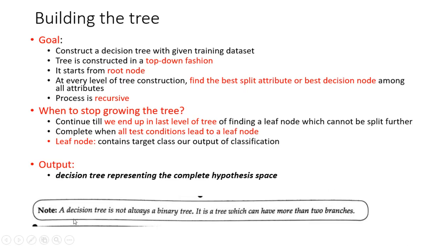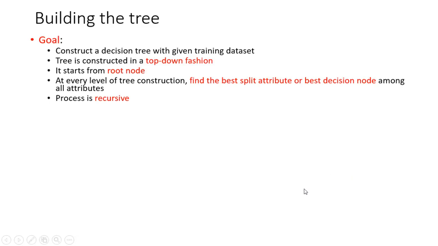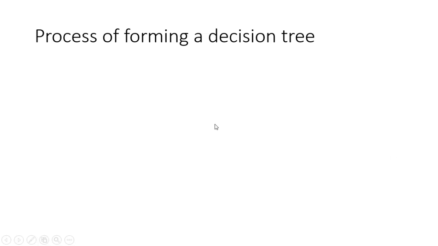Remember, this decision tree need not be a binary tree. In the sense, a node need not be branched into just two. You can have many branches. A node can be split into more than two branches. So it's not always a binary tree. You can have more than two branches.